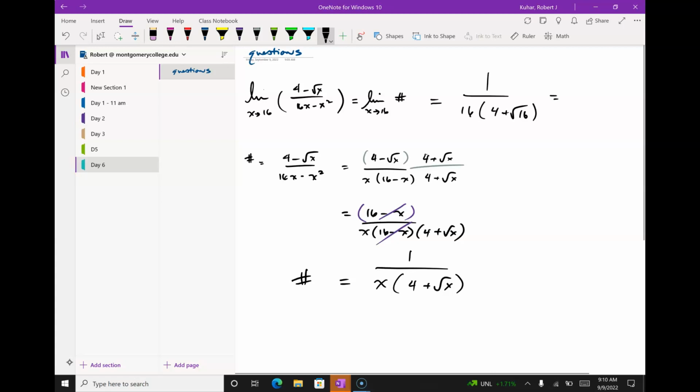Somebody help me. What is it, 4 plus 4? Nice. 1 over 1 over? Thank you. Thanks for not making me do that. Anything else you want me to do?